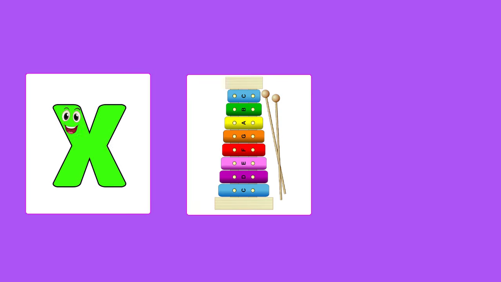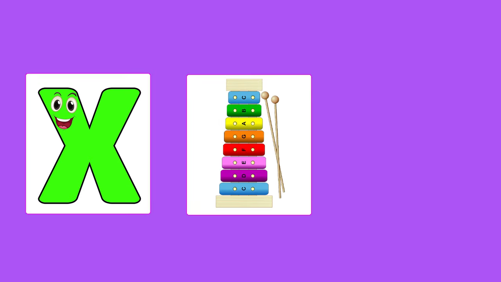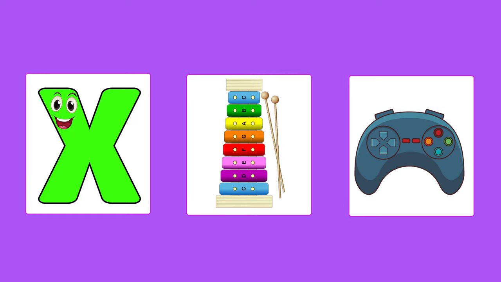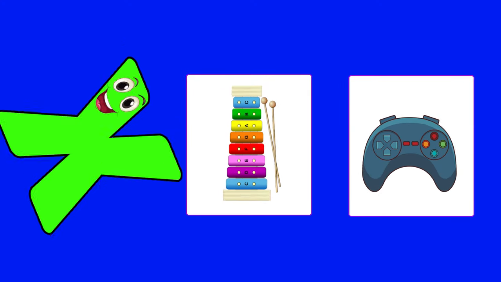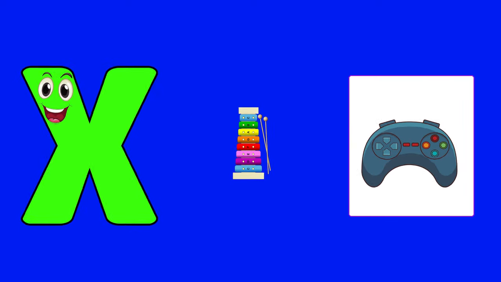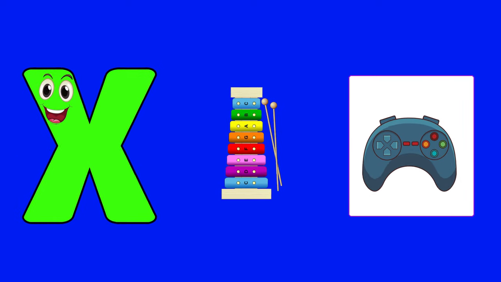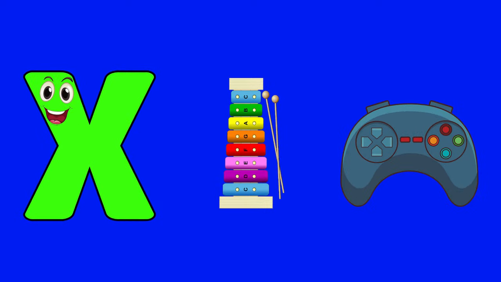X is for xylophone, z, z, xylophone. X is for Xbox, x, x, Xbox. X is for z, z, z, z, xylophone. X is for x, x, x, x, Xbox.